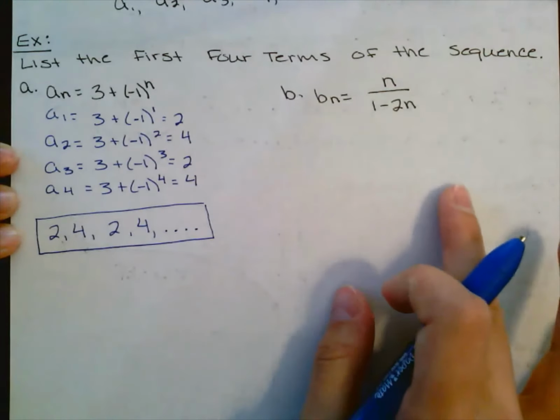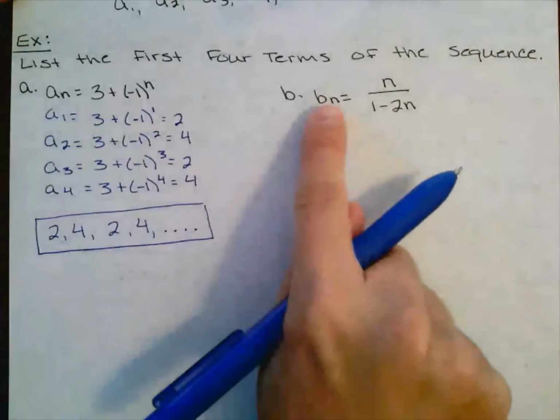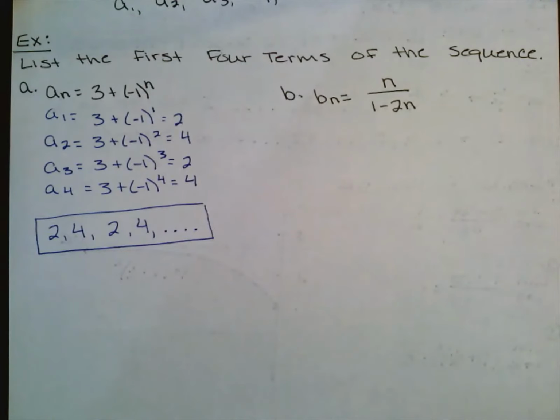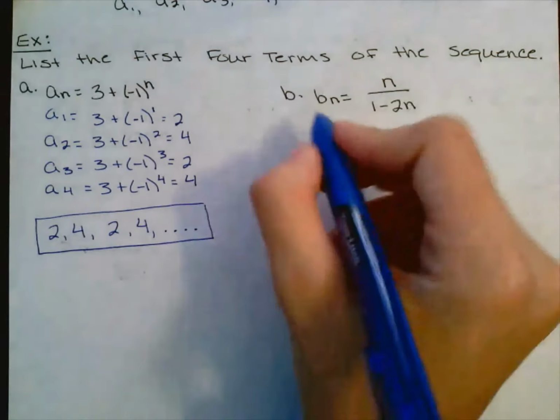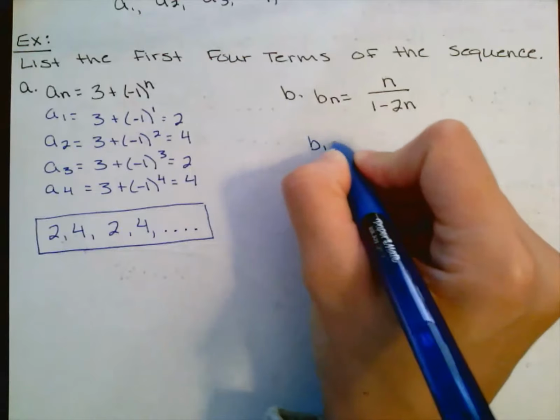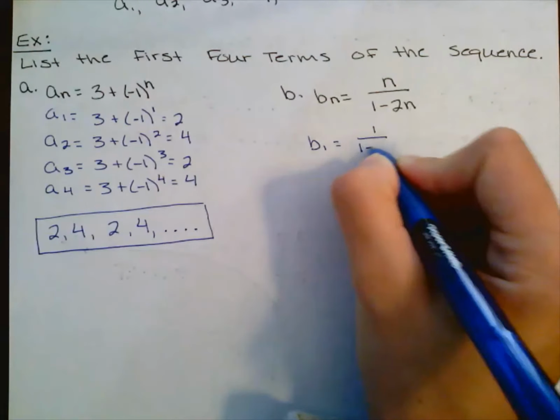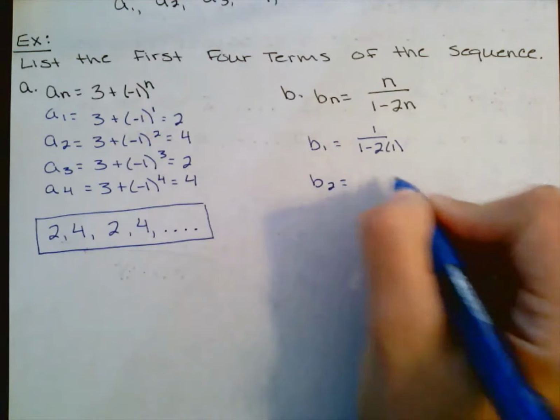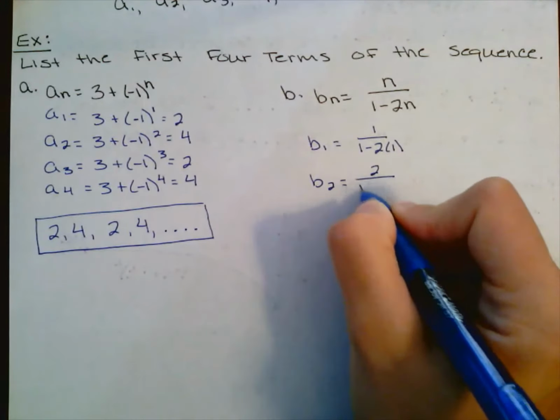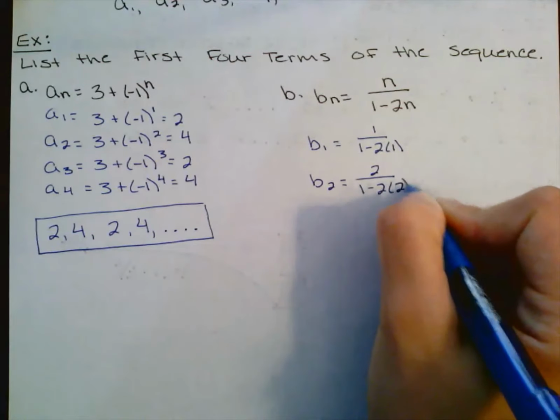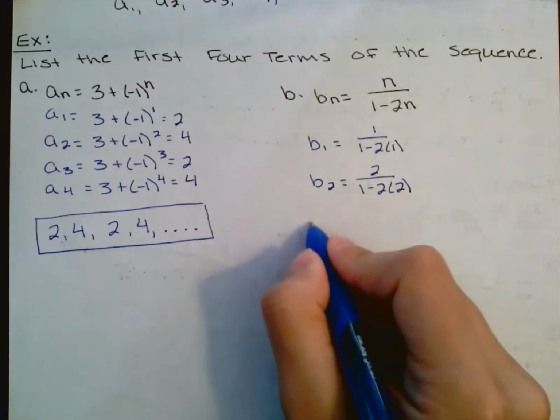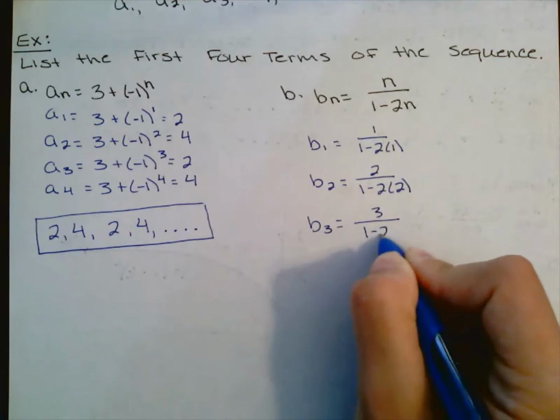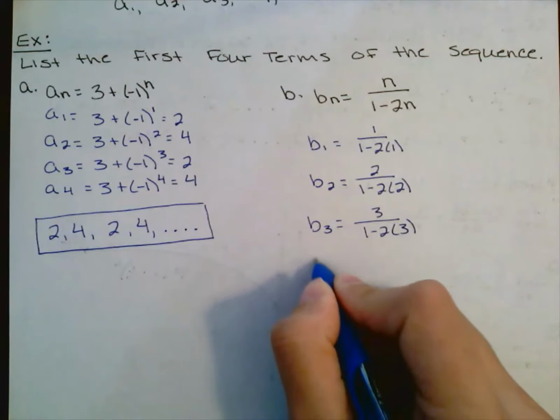Let's take a look at this next one over here. So instead of a sub n, it's b sub n. That's just like in algebra when you had f of x or g of x, just a different variable, okay? So again, first four terms, so b sub 1 is going to be 1 over 1 minus 2 times 1. B sub 2 is going to be 2 over 1 minus 2 times 2. Again, just plugging that number in where you see the n's. B sub 3. And b sub 4.